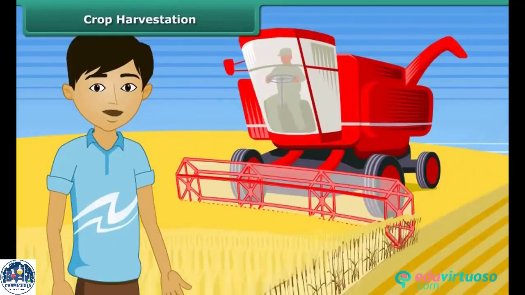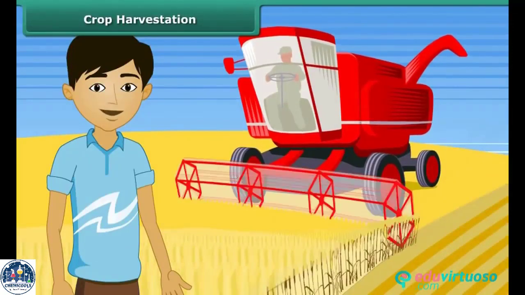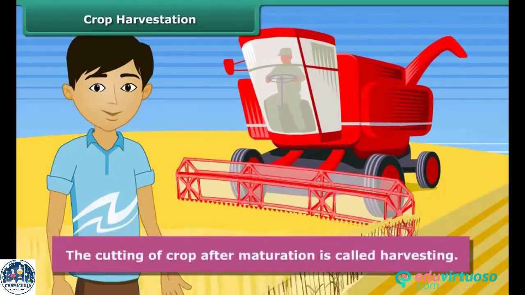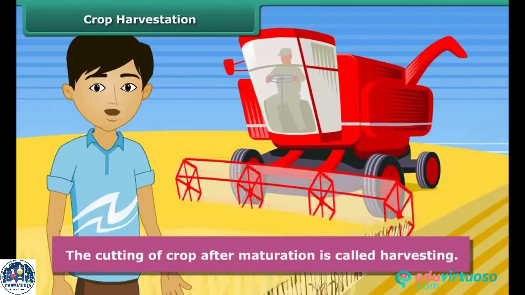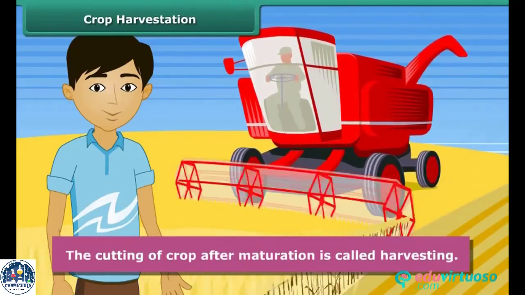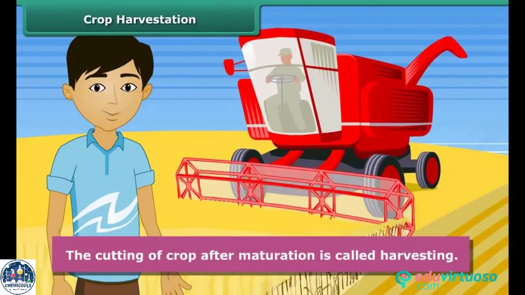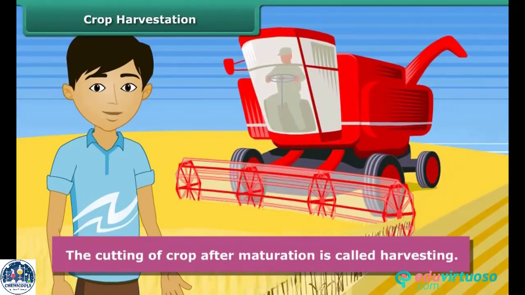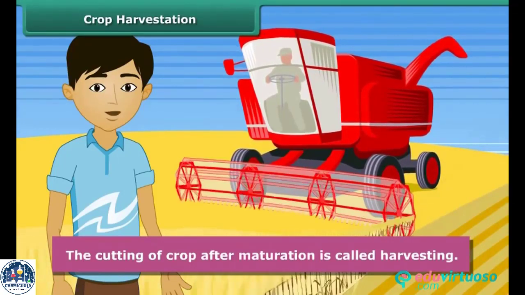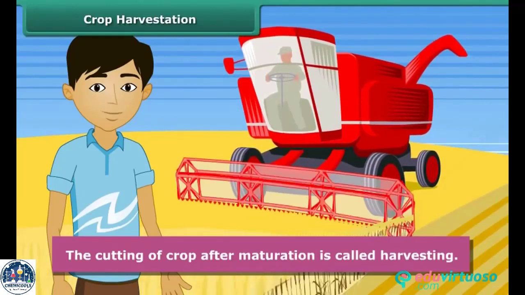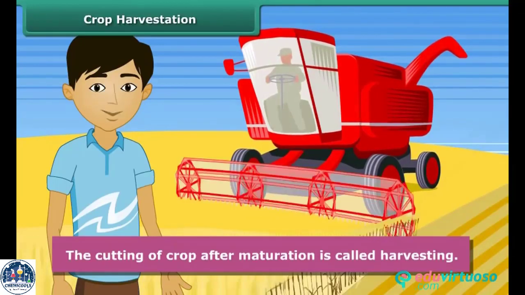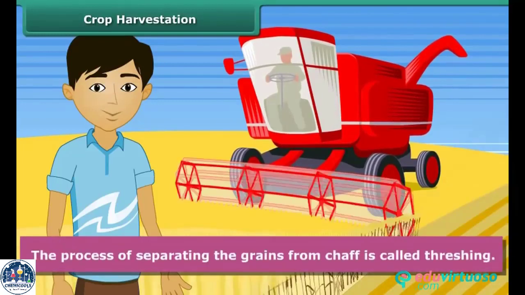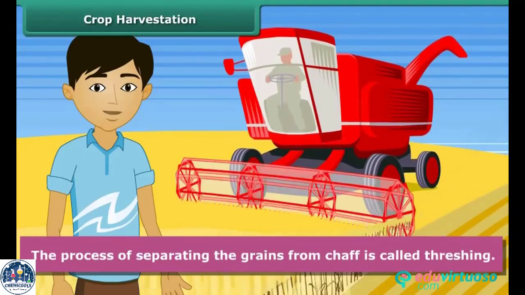Friends, what do you think the farmers do after the crop is mature? Yes, he cuts the crop. This process is called harvesting, and it is an important task. Now let us know how harvesting is done. In the harvesting process, crops are pulled out or cut close to the ground by using a sickle or a machine called a harvester. After this, the grain seeds are separated from the chaff.